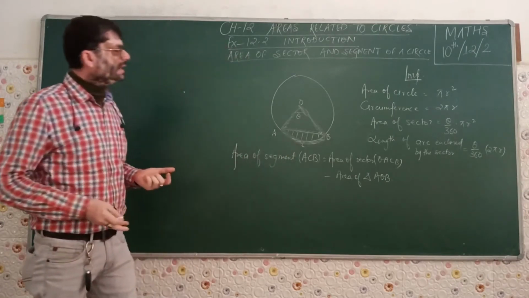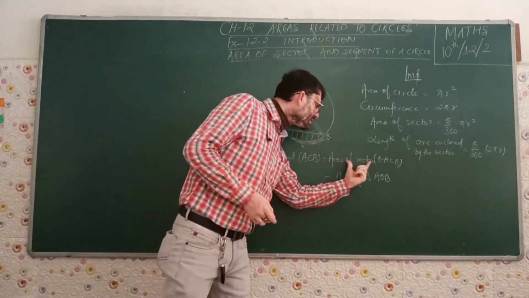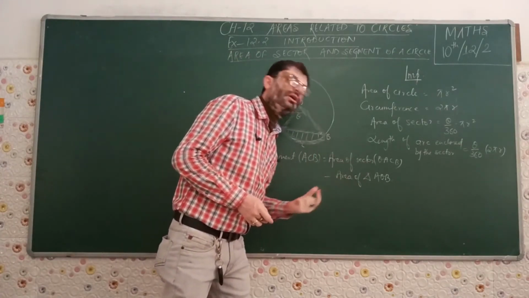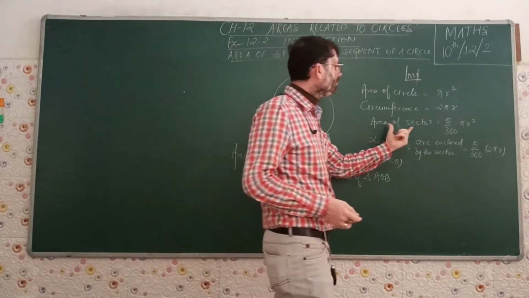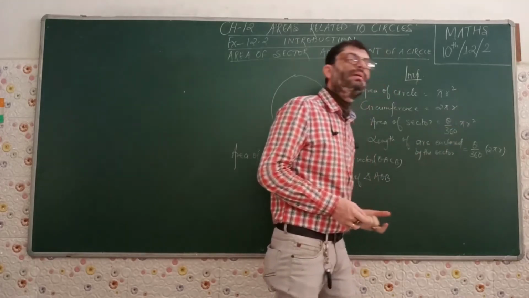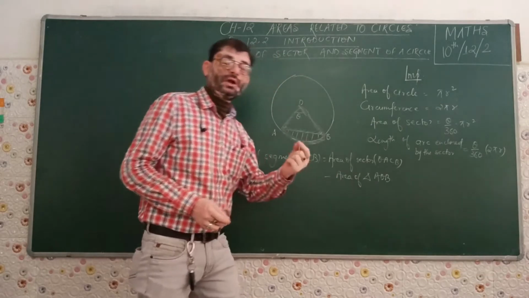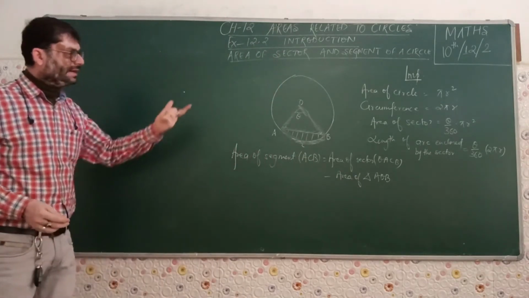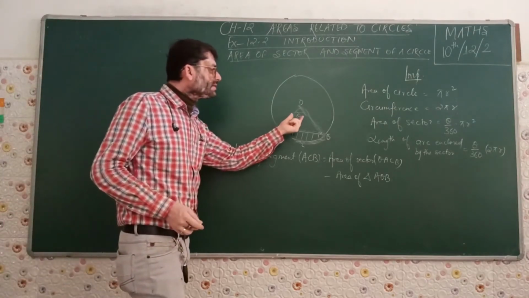Now in order to find the area of the segment, two important things we should know. One is area of the sector and the other is area of the triangle. Now area of the sector, we have a specific formula: theta by 360 times pi r square. Then next is area of triangle. Which type of triangle might we have here? The type of triangle completely depends upon the central angle theta.